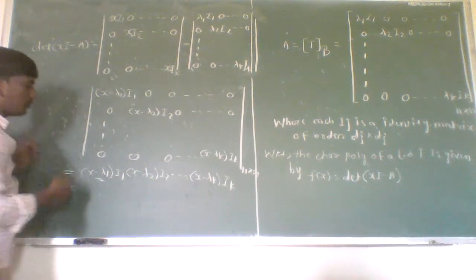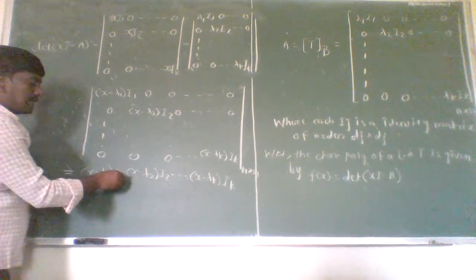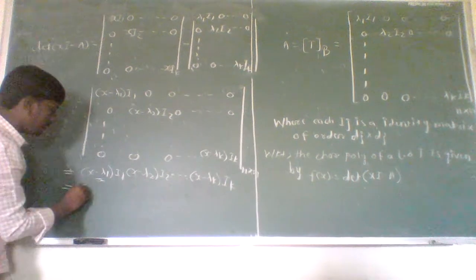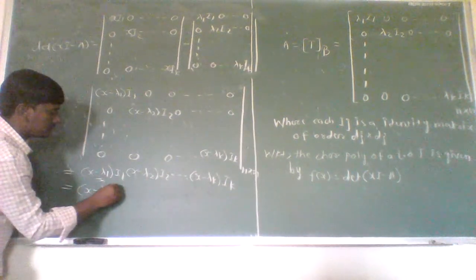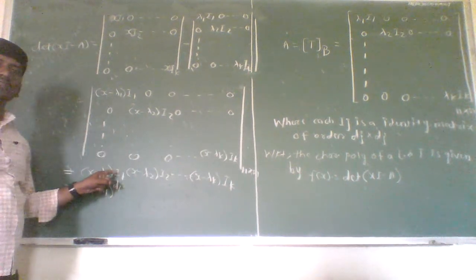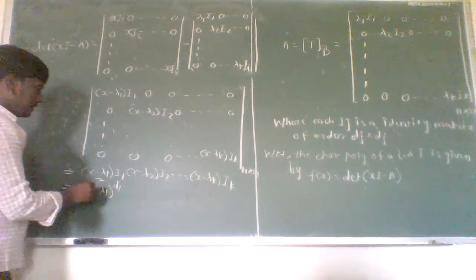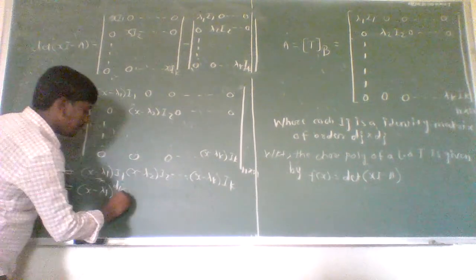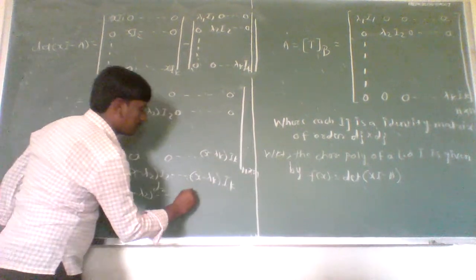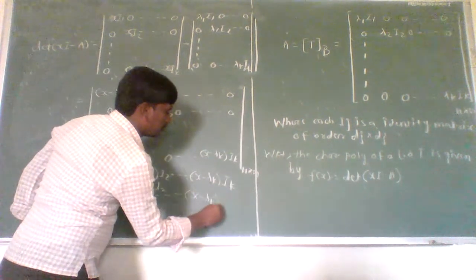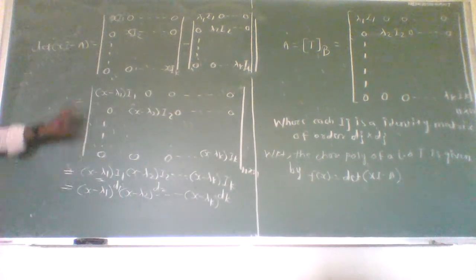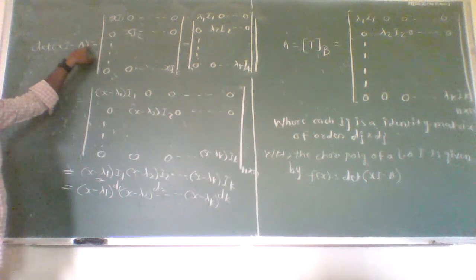Since from each row there is one x minus lambda 1, as there are d1 such terms, then x minus lambda 1 to the power d1. Since I1 is a square matrix of order d1 cross d1, its determinant contains x minus lambda 1 d1 times. Similarly, x minus lambda 2 to the power d2, and so on, up to x minus lambda k to the power dk. So this one is the characteristic polynomial of the linear operator xI minus A.